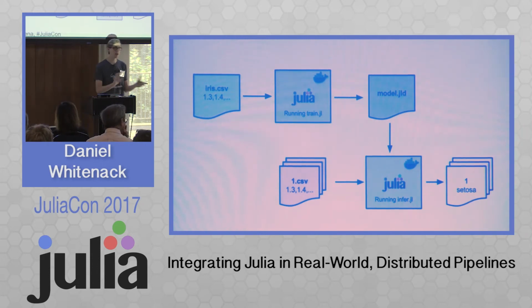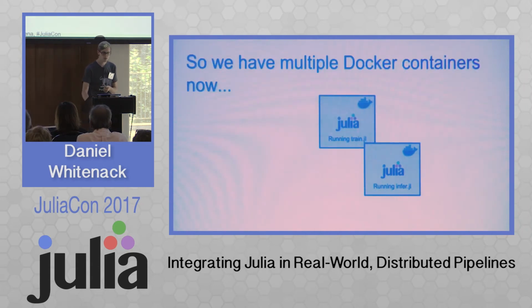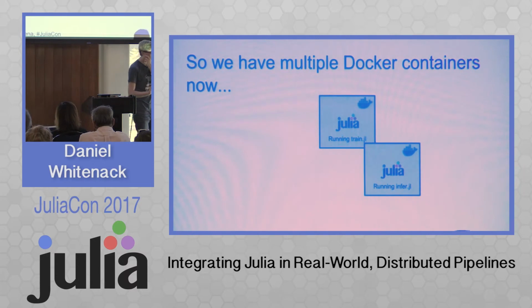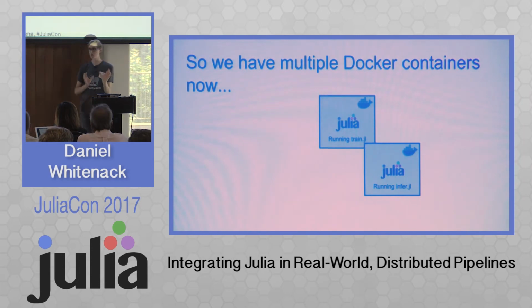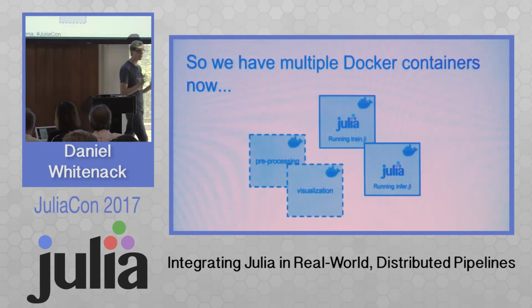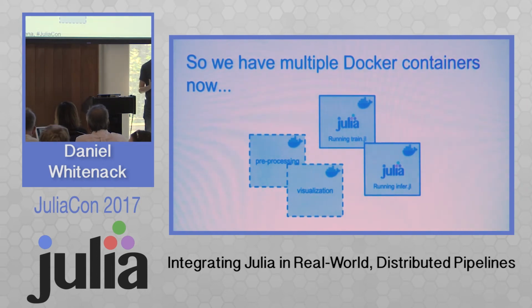Okay, so we have our workflow. We like our workflow. We've Dockerized our Julia. So now we have not only one Docker image, but a couple of them. And you can imagine, this is a pretty simple workflow. In a real world case, there would be other Docker images that you would want to use.